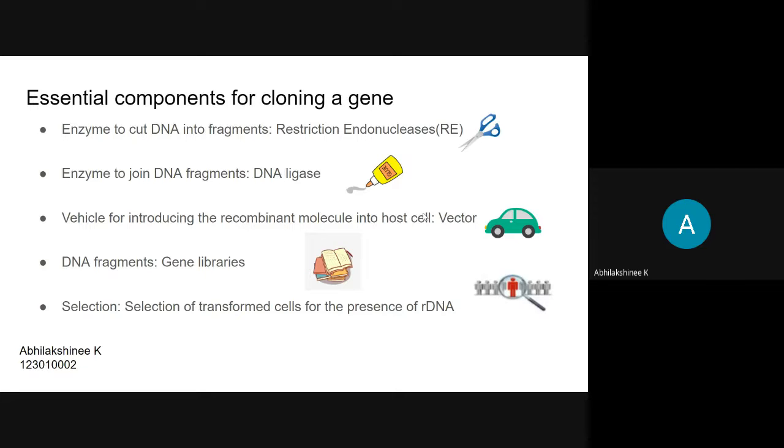And then we have DNA ligase. DNA ligase is a DNA joining enzyme or a molecular glue that facilitates the joining of DNA strands by the formation of a phosphodiester bond. If two pieces of DNA have matching ends, then the ligase can link them to form a single unbroken molecule of DNA. And the third one is a vector.